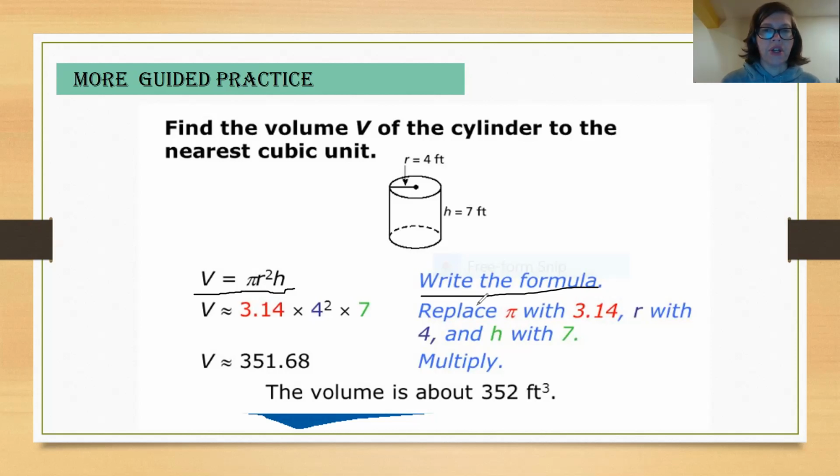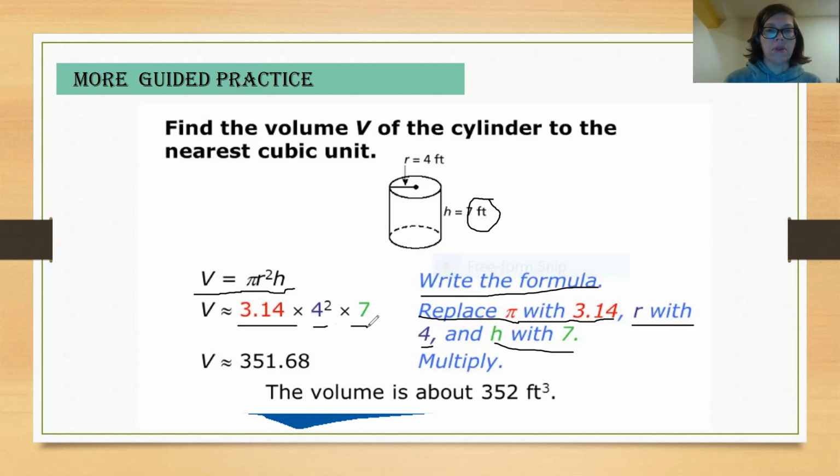Then you're going to replace pi with 3.14. You're going to replace r, or radius, with 4, so 4 squared, and you're going to replace h with 7 because the height was 7 feet. All right, so there's all your numbers.